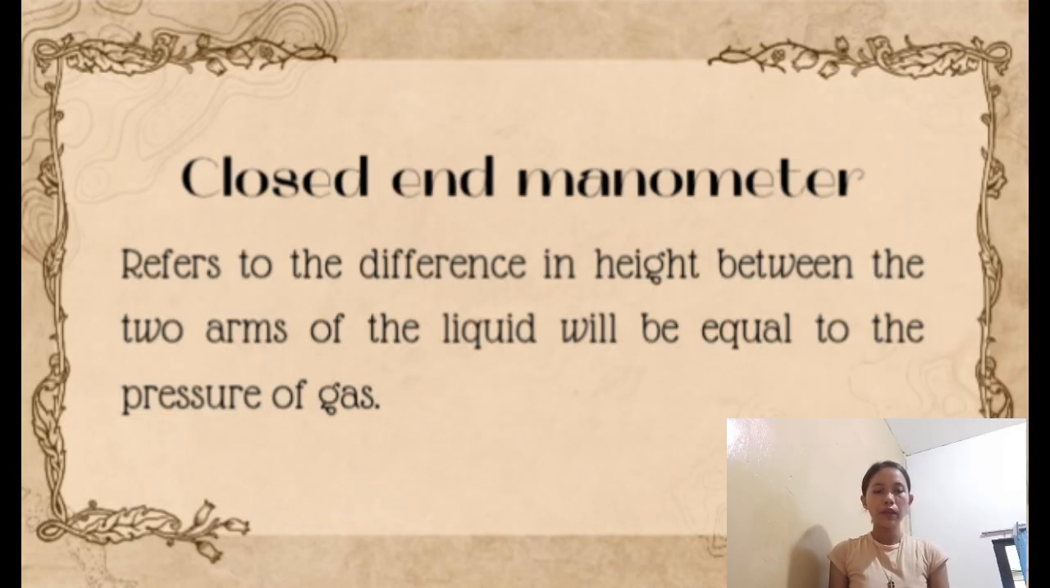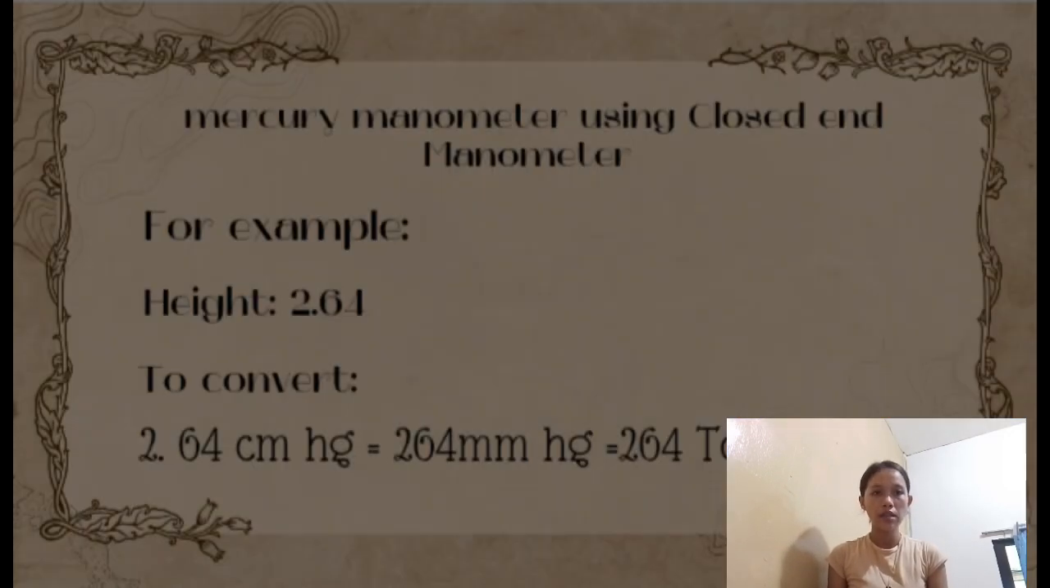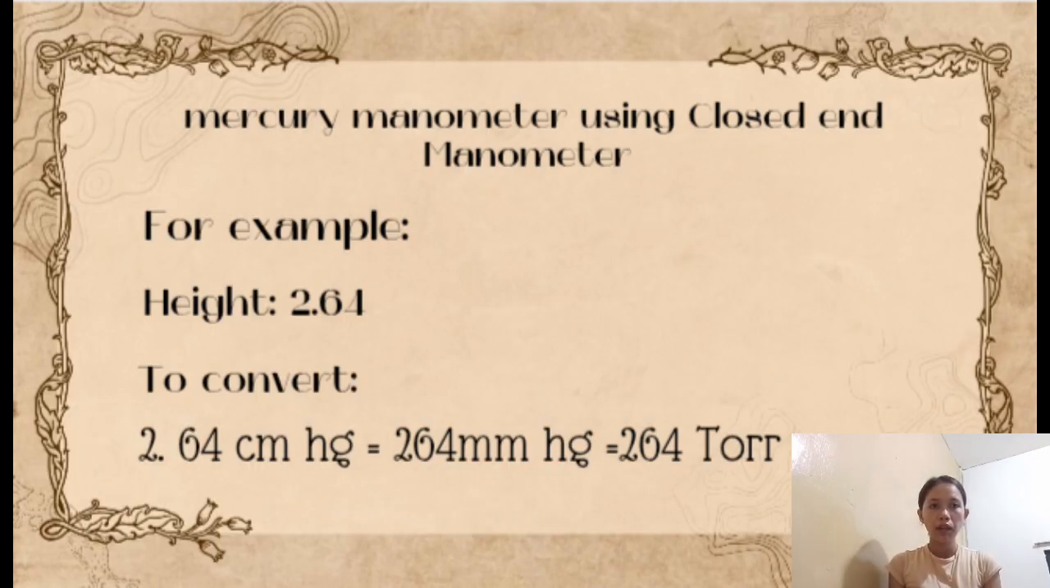The second type of manometer is called the closed-end manometer. It refers to the difference in height of the two arms of liquid, which is equal to the pressure of gas. In this example, the difference in height shows 26.4 centimeters, which we can use to express the pressure of gas exerted in the mercury. If we want to use torr, we simply convert 26.4 centimeters into millimeters of mercury.